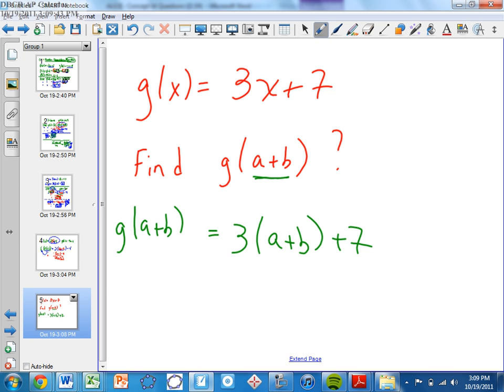Now again, where did this come from? This came from the fact that we are evaluating g at a plus b. So instead of putting an x in right here, instead of that x, now we have this a plus b. And again, distribute as always. And we can't go any further this time, because I don't have like terms. So g of x is 3a plus 3b plus the 7. Again, all that's happening here is the substitution method, guys.